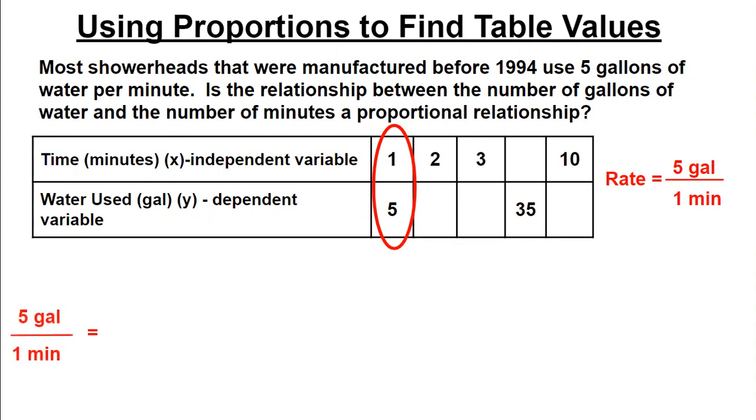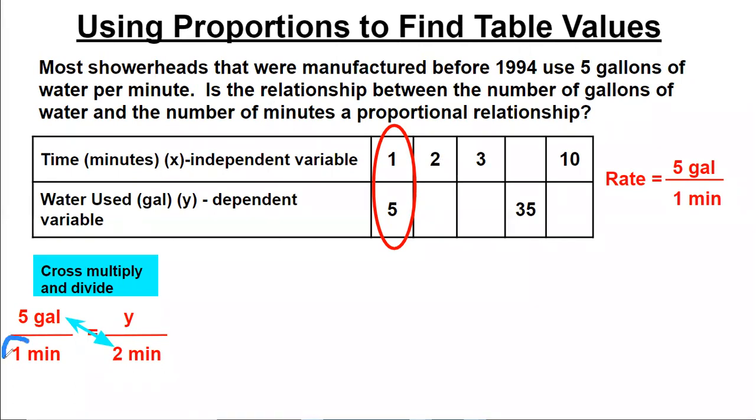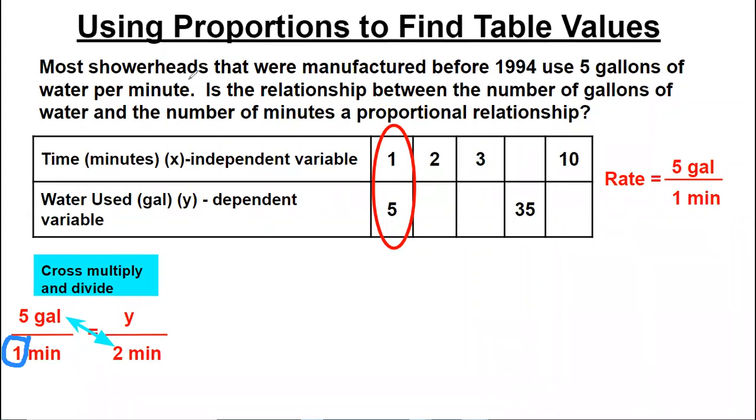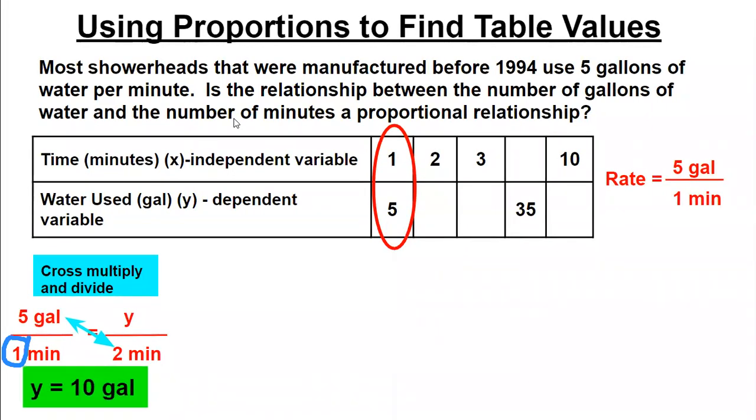So 5 gallons over 1 minute equals, remember, gallons have to stay on top with the other gallons. Minutes stay on the bottom with minutes. So now we're going to 2 minutes here. We're going to figure out what y is at 2 minutes. How many gallons have been used? Cross multiply 5 times 2 and divide by the number that's left, which is a 1. So we divide by the 1. If we do that, we get 10. So we can fill the 10 in our table. If 2 minutes have gone by, 10 gallons are used.